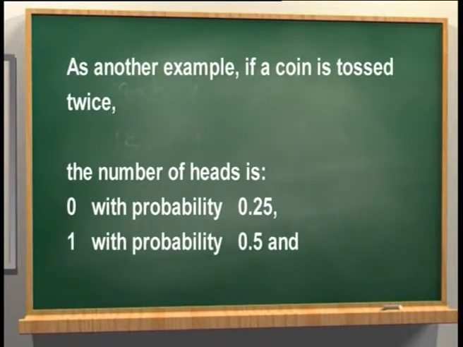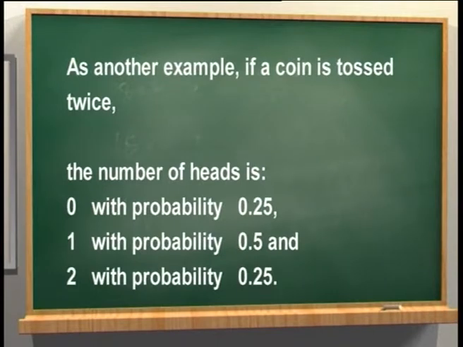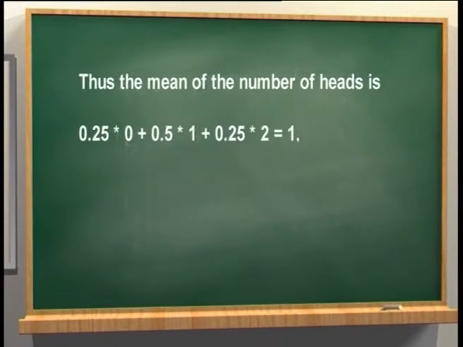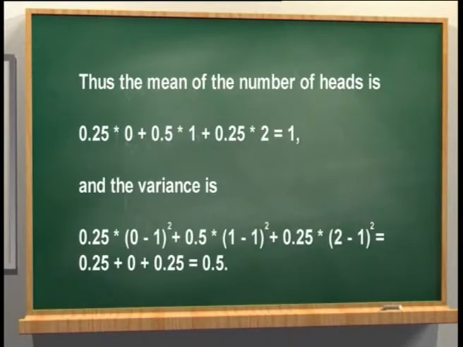1 with probability 0.5 and 2 with probability 0.25. Thus, the mean of the number of heads is 0.25 into 0 plus 0.5 into 1 plus 0.25 into 2, which is equal to 1. The variance is 0.25 into (0 minus 1) squared plus 0.5 into (1 minus 1) squared plus 0.25 into (2 minus 1) squared, which is equal to 0.25 plus 0 plus 0.25. The variance is 0.5.